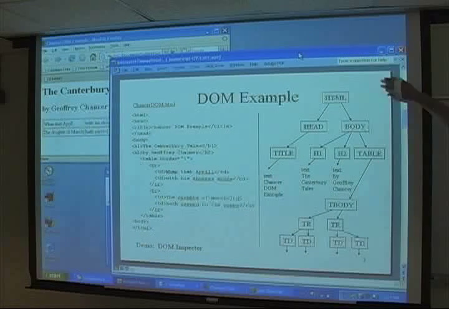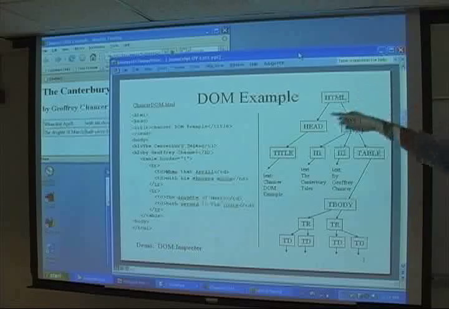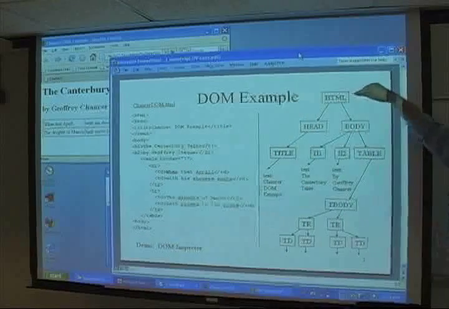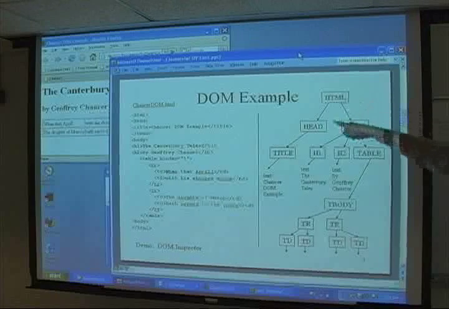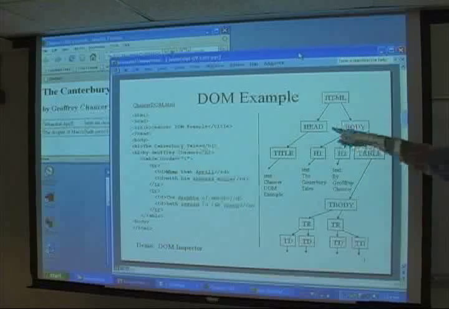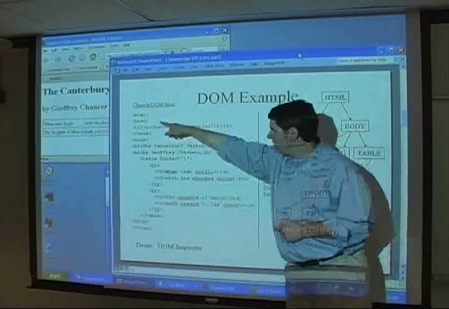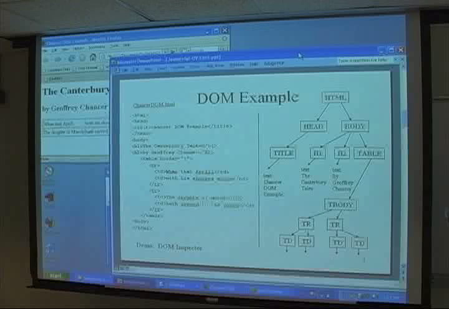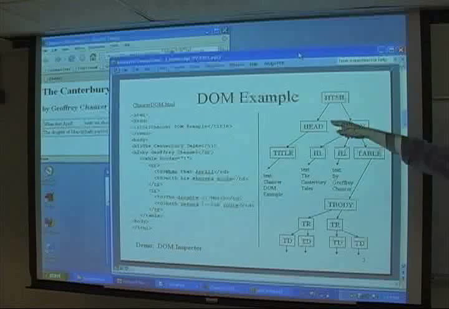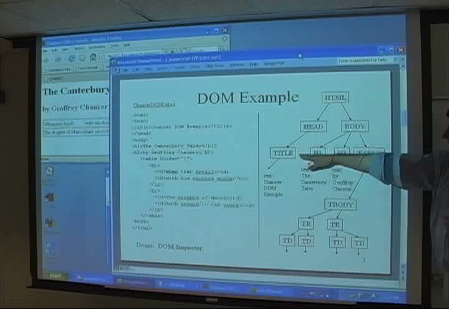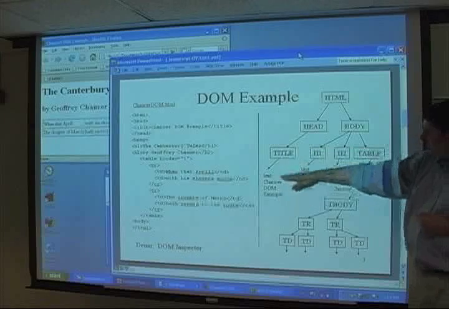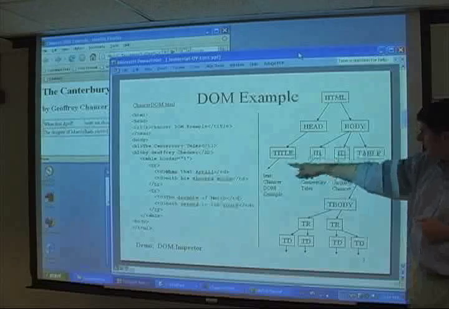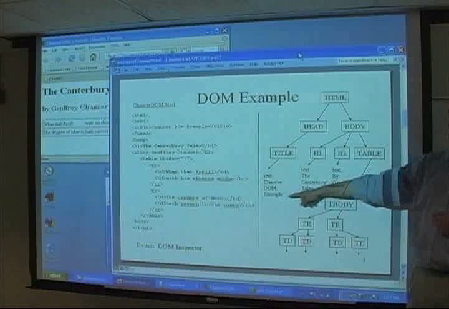First, we start off with the HTML node at the top. So we're modeling the entire document as the HTML node. Then we have two things at the same level: a head, which is here, and a body, which is here. Those are at the topmost level. As a child off the head is our title, and then there's some text there, the Chaucer DOM example. So here's the title tag, and for the text, we'll treat that as a node.